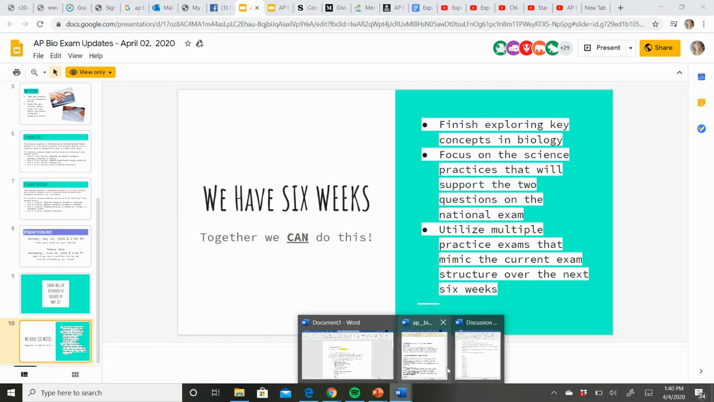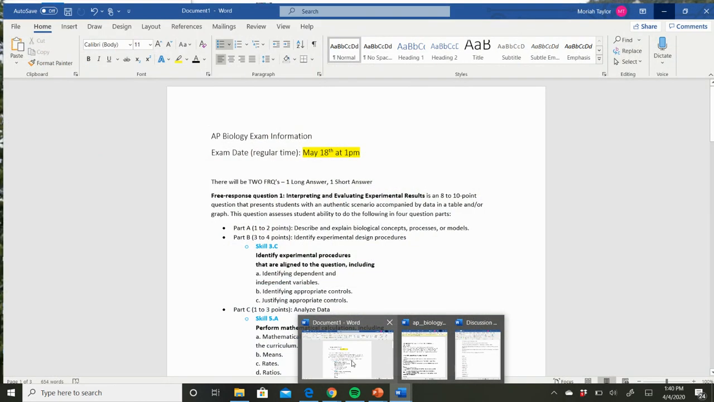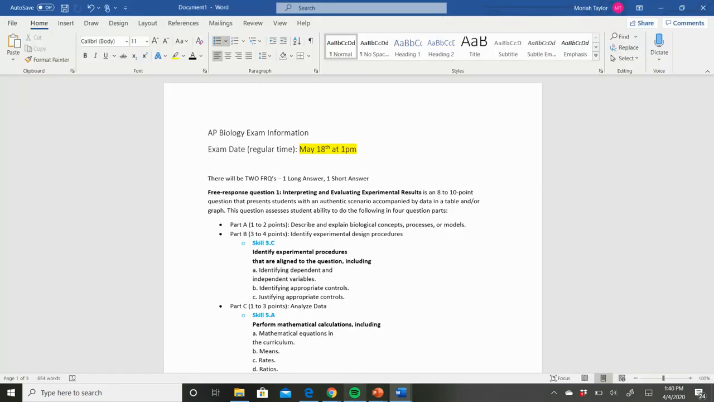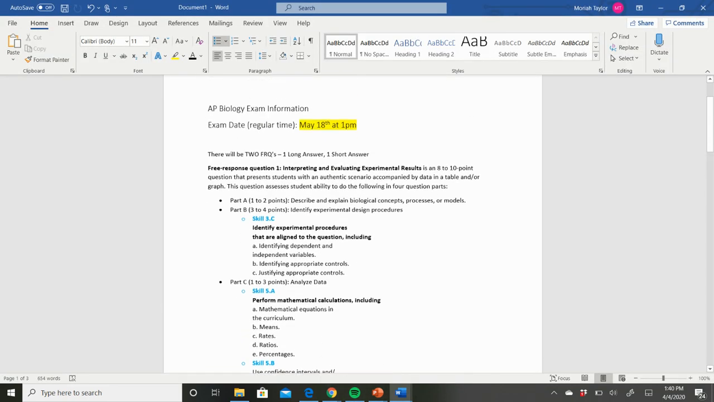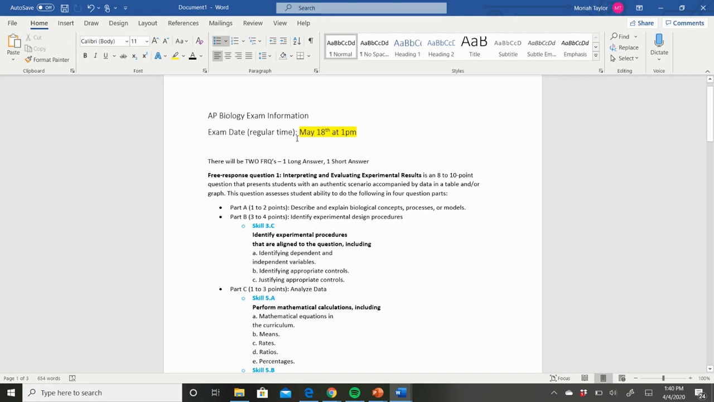Okay, so I did put this in a Word document just so you could see that. So this is the Word document. I did put some of the skills that explain what you will be asked to do a little bit more. So for example, part B says identifying experimental design procedures, and this can include identifying dependent or independent variables. It can include identifying appropriate controls.